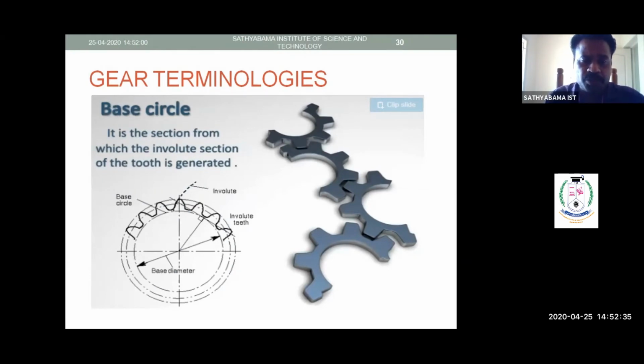What is this base circle? You just see there is a set of teeth. One circle is passing through the bottommost points of the teeth. That imaginary line is called the base diameter. This is for understanding, but I told you any gear is not specified by base diameter, rather it is specified by PCD, pitch circle diameter. If you see, there will be three imaginary lines here. That middle one is called the PCD, pitch circle diameter.